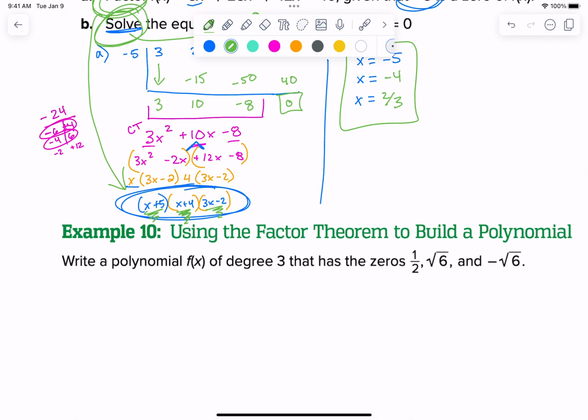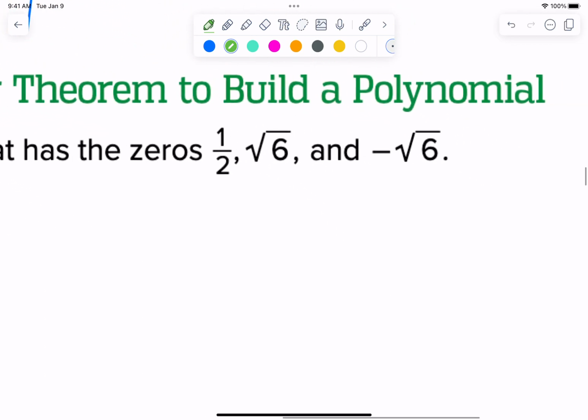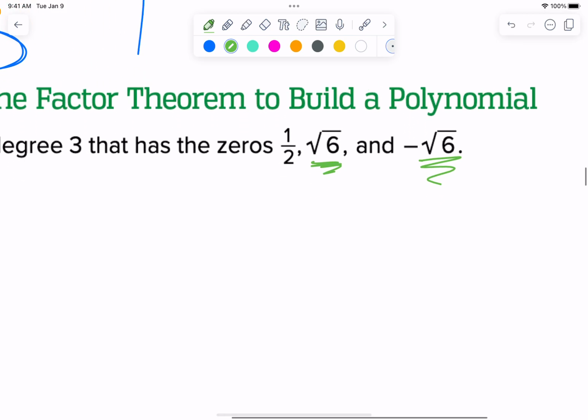Write a polynomial of degree 3 that has zeros that are 1/2, the square root of 6, and negative square root of 6. If the square root of 6 is a 0, I know negative square root of 6 is also a 0, yeah? Okay. So what's happening here is we have that x equals 1/2, x equals the square root of 6, and x equals negative square root of 6.